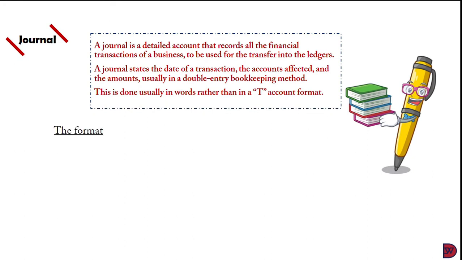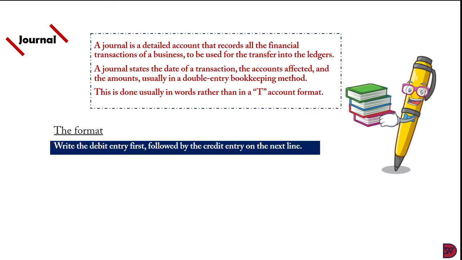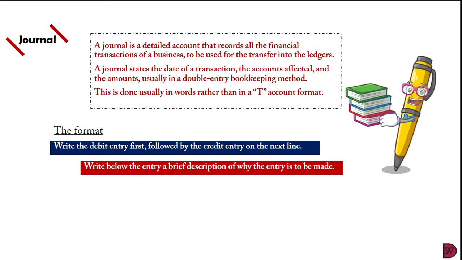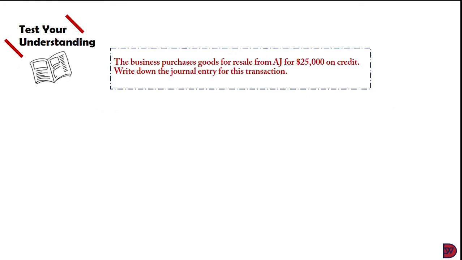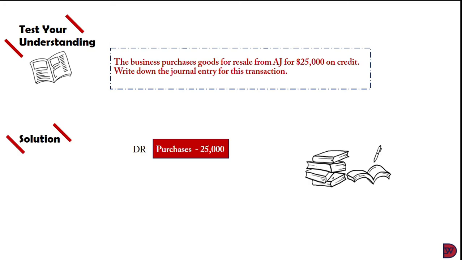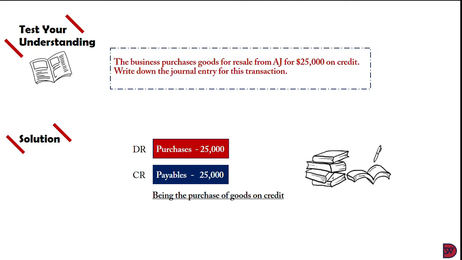So the format is stated as below. We write the debit entry first, followed by the credit entry on the next line. Then we write below the entry a brief narration, giving flesh to the transaction that transpired. So let's test our understanding. Now, a business purchases goods for resale from AJ for $25,000 on credit. Now write down the journal entry for this transaction. So for the solution, we debit purchases, which is an expense. Then we credit payable. Then the narration will be purchase of goods on credit.